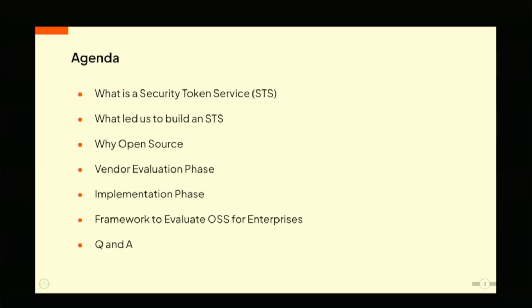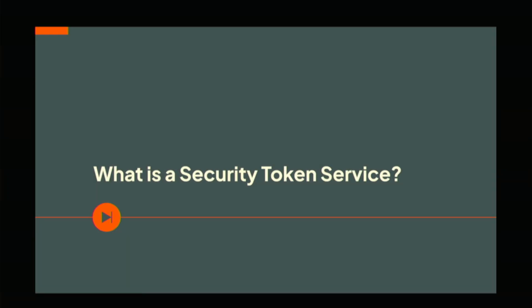In the next 25 to 30 minutes, we'll talk about what a security token service is and why we needed to build one of these on our own. Then why we chose to go with open source, and how we evaluated different open source projects to build our token service, along with the implementation and some of the challenges we faced and the things we resolved. And finally, I'll give you some pointers towards a framework on how you can evaluate open source projects for your enterprise needs. Okay, so let's start with what a security token service is.